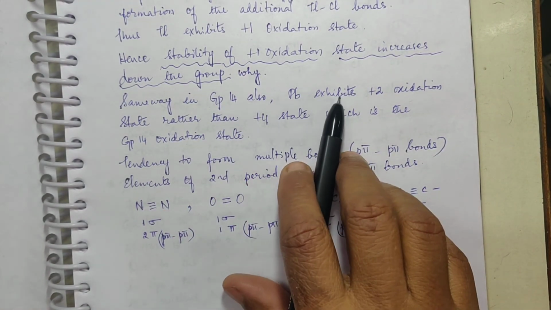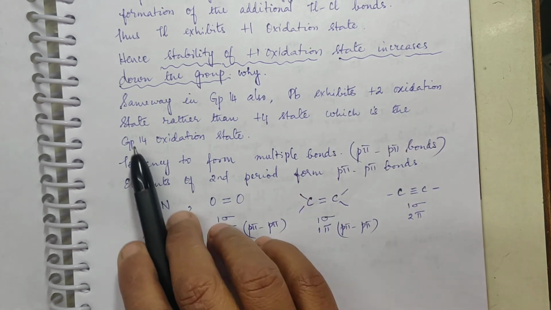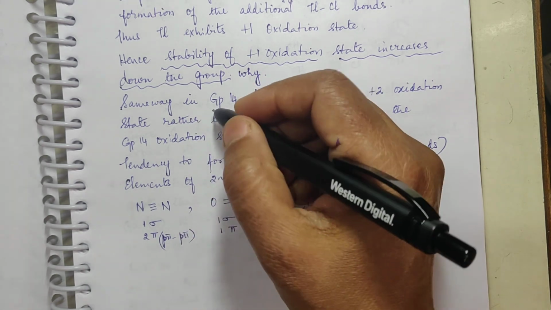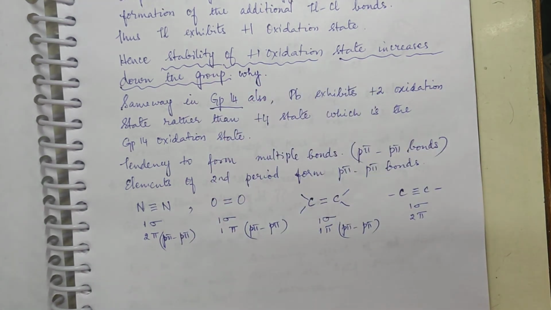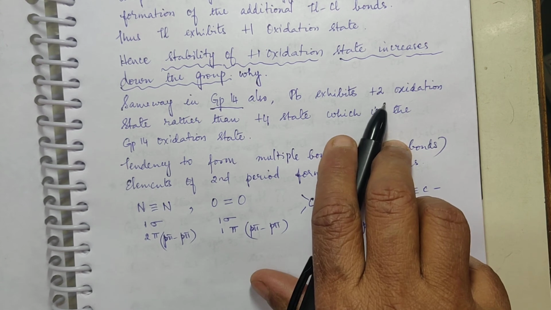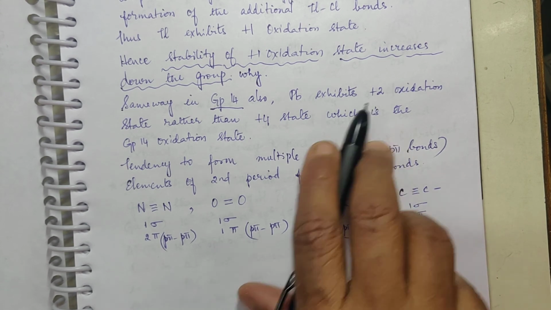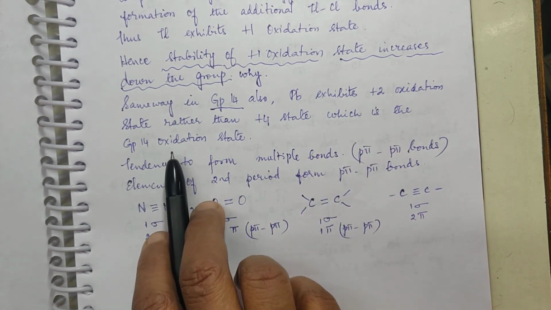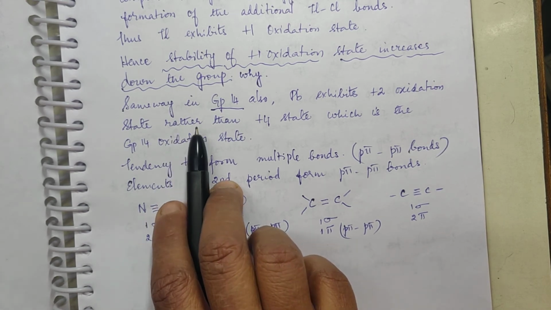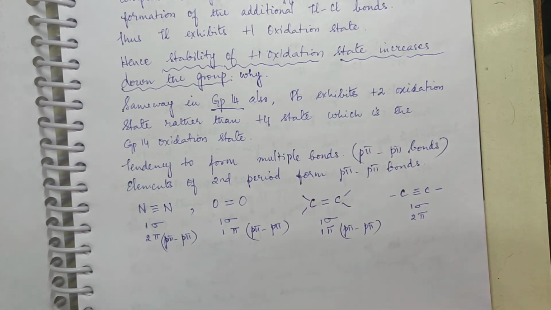lead exhibits the +2 oxidation state rather than +4. In group 14, the number of valence electrons is 4, so it should exhibit +4. Instead, Pb is exhibiting the +2 oxidation state. Why? Again, it is due to this inert pair effect only. It is also showing the +2 oxidation state.